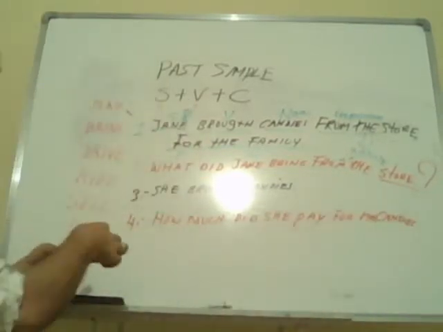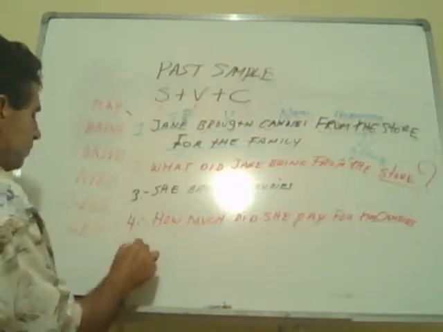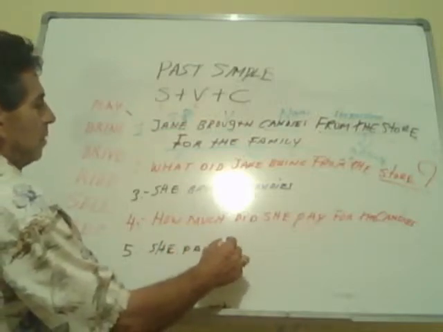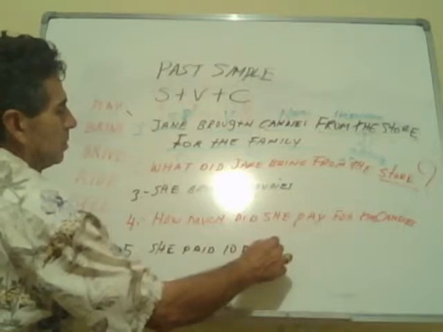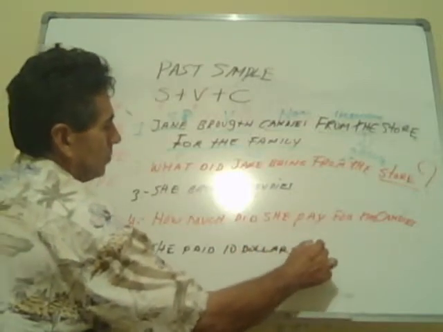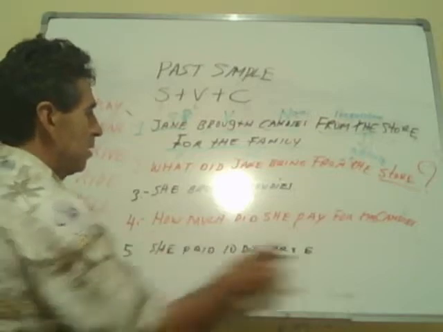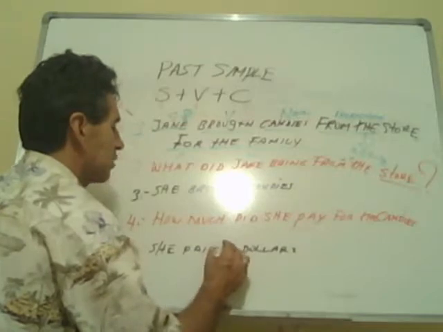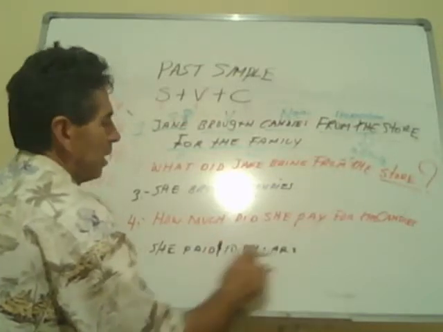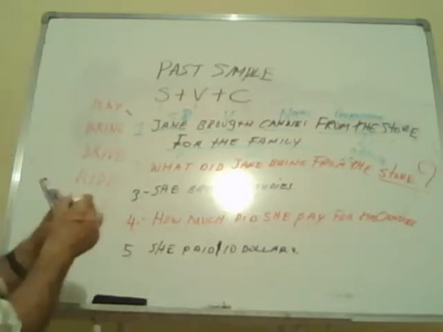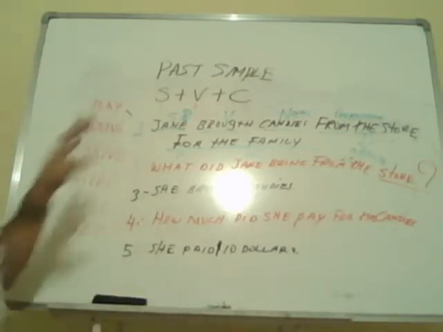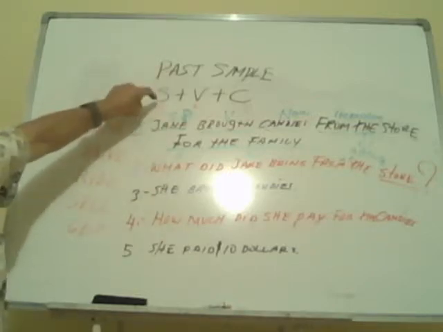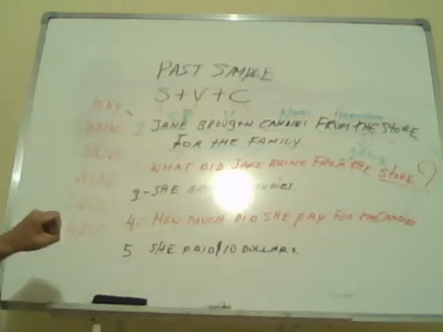Okay? The answer would be, she paid $10. No, $10 for. She paid $10. She paid $10, right? $10. Okay? Very good. So, I just gave you 3 examples using the past simple form with the subject, verb, and the complement. Okay?